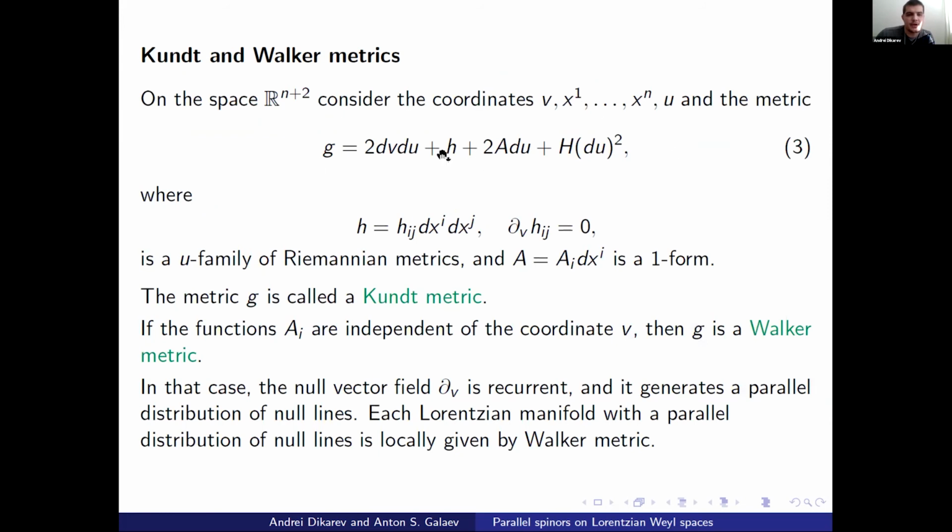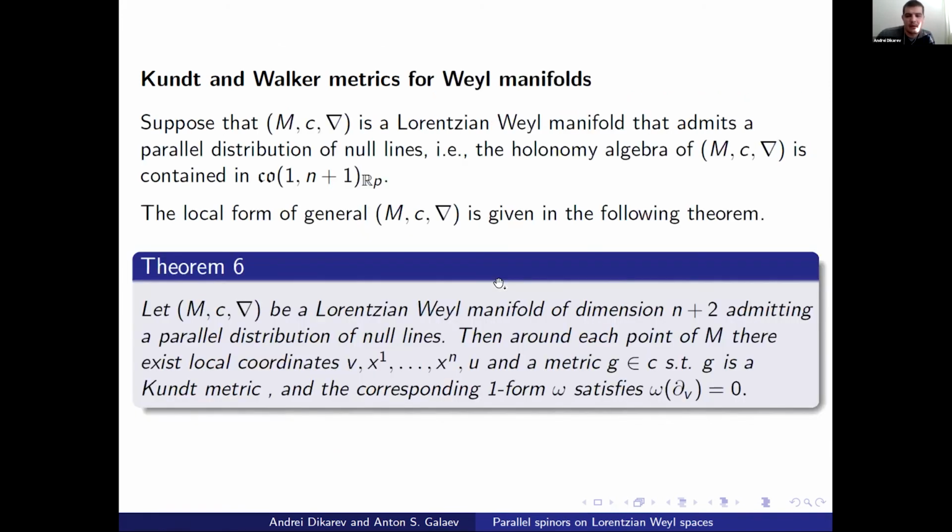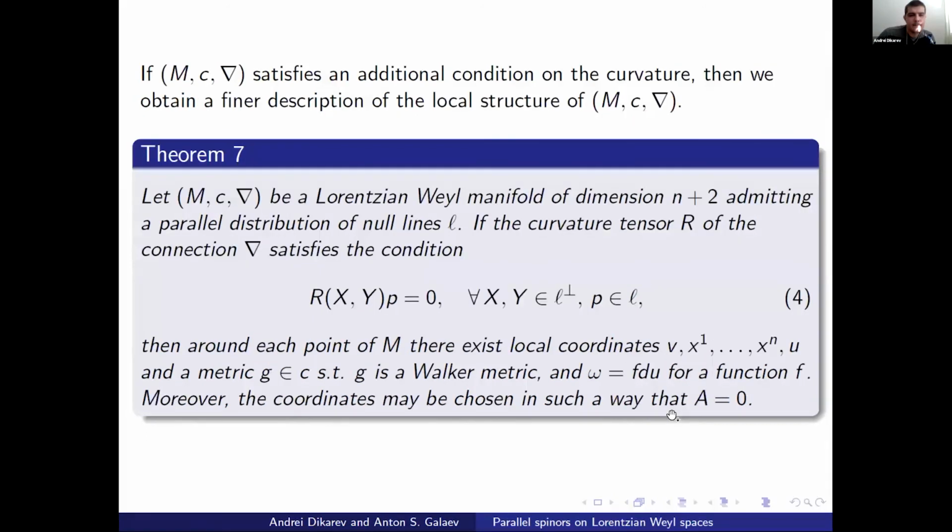Brinkmann metric, where h is a u-family, but h does not depend on v, which is the idea. And the corresponding one-form omega satisfies this relation. Additionally, if the manifold satisfies an additional condition on the curvature, then we have a finer description of the local structure.